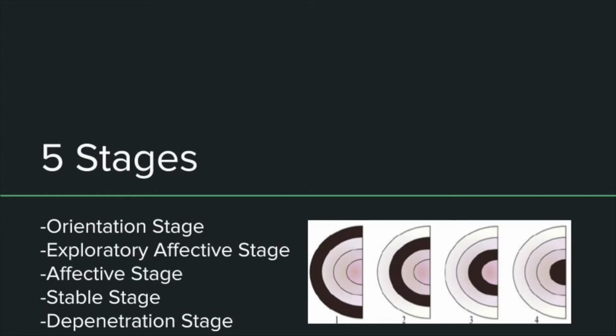There are 5 stages of the social penetration theory: orientation phase stage, exploratory affective stage, stable stage, and lastly, depenetration stage. This presentation will go through each of the stages and explain how they relate to the social penetration theory and explain how self-disclosure is evolved and can devolve.